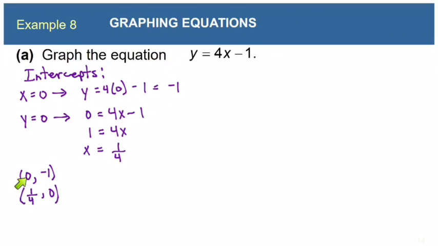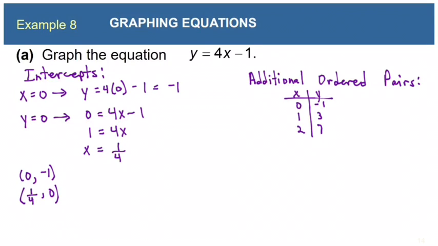So right now we have 2 points on our graph, and let's go ahead and get a couple of additional points. I chose 0, 1, and 2. Really didn't need to do 0 because we already had calculated what happens when x is 0. But if you plug 1 into our equation, 4 times 1 is 4, and 4 minus 1 is 3. And if you plug 2 in, 4 times 2 is 8, and 8 minus 1 is 7. So now we have not only where the graph crosses the x and y axes, but we also have a couple of additional points.